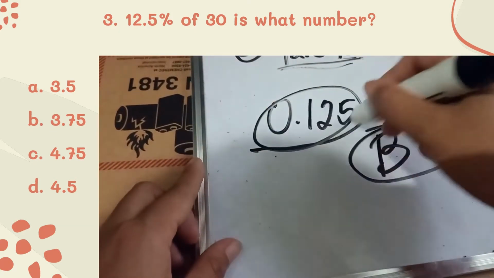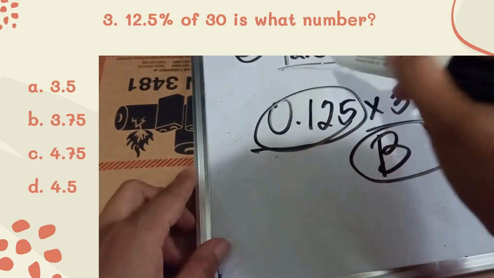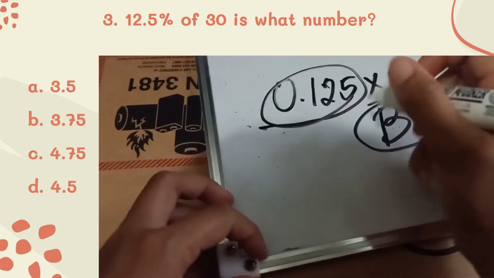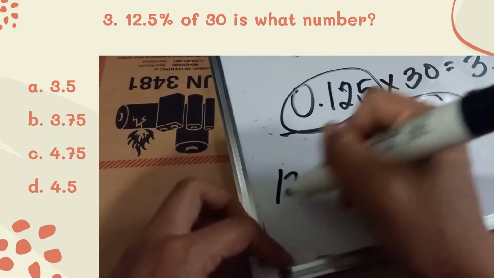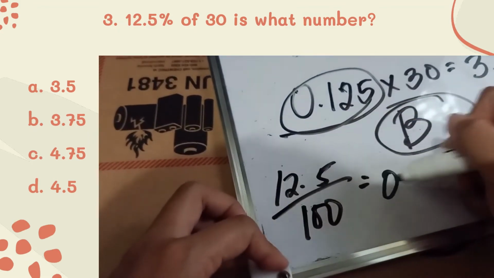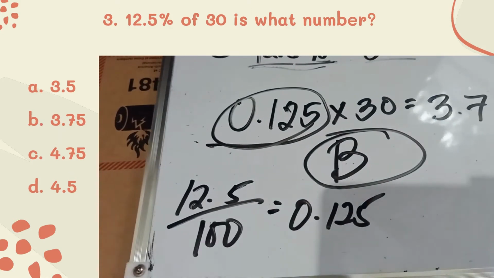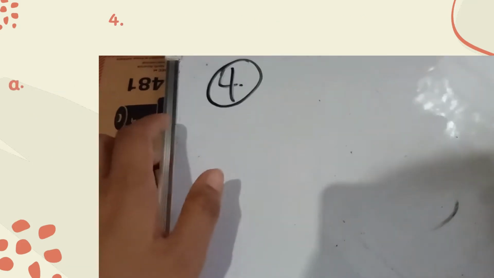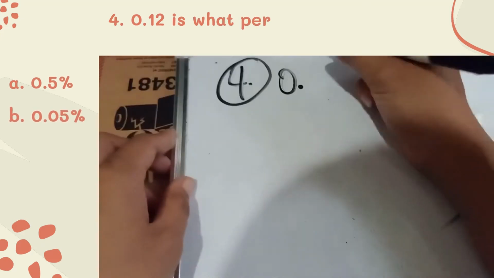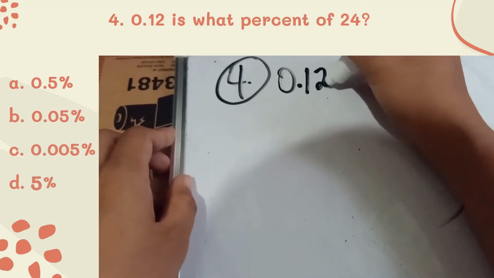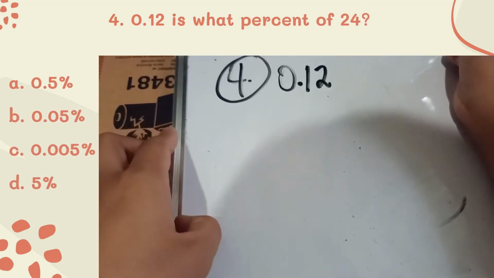So, paano ba tayo mag-convert ng percentage into decimal point? So, we just have to divide 12.5 into 100. Ang sagot ay 0.125. So, you can use your calculators in changing decimal or percentage to decimal point. So, number 4, so 0.12 is what percent of 24?